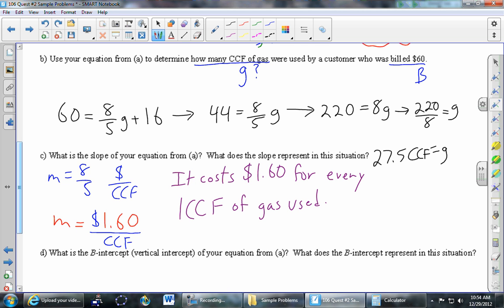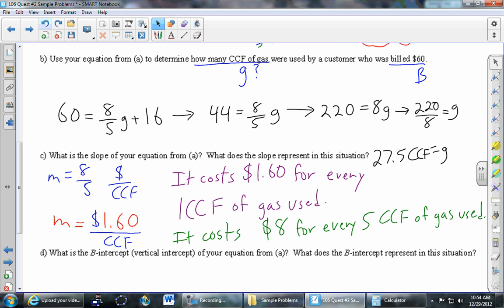I'll give you another sentence. I think this other one is a little bit more awkward, or maybe not as helpful, but still okay. If we just go to the 8/5 version of slope, this one, it costs $8 for every 5 CCF of gas used. It's completely correct, but oftentimes it's a lot better to have a unit number. I don't want to know how much it costs for 5 CCF. I want to know how much it costs for 1 CCF.